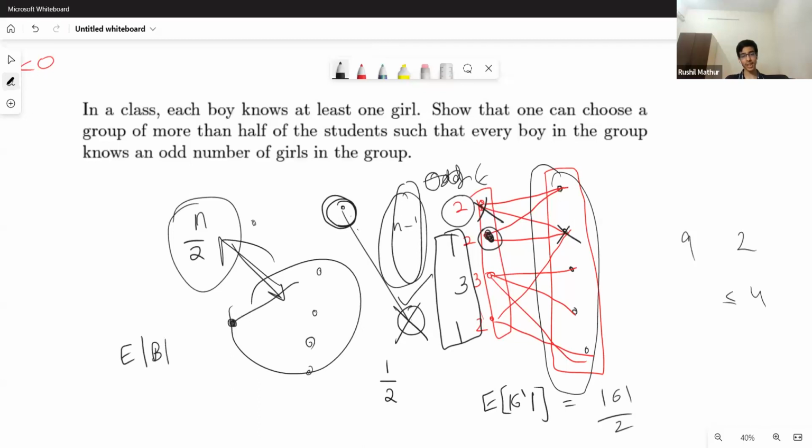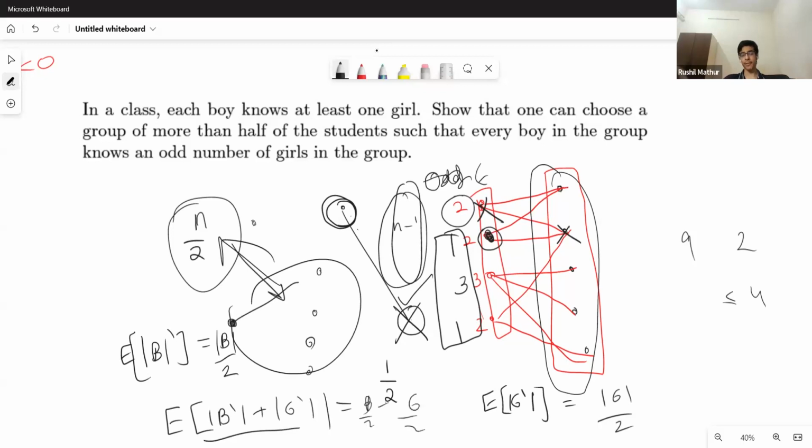So we can say that E of B dash is also half of B. And now by linearity of expectation, we can add the two things up, because E of B dash plus G dash is the size of the class. And this will become B by 2 plus G by 2. And that's half the size of the class. So basically you're saying that the expected value of the size of the class is half the class.